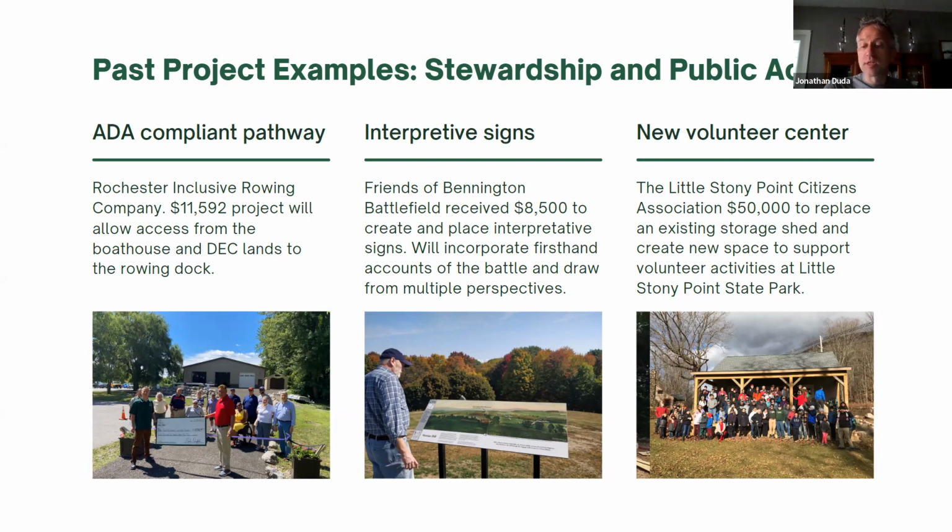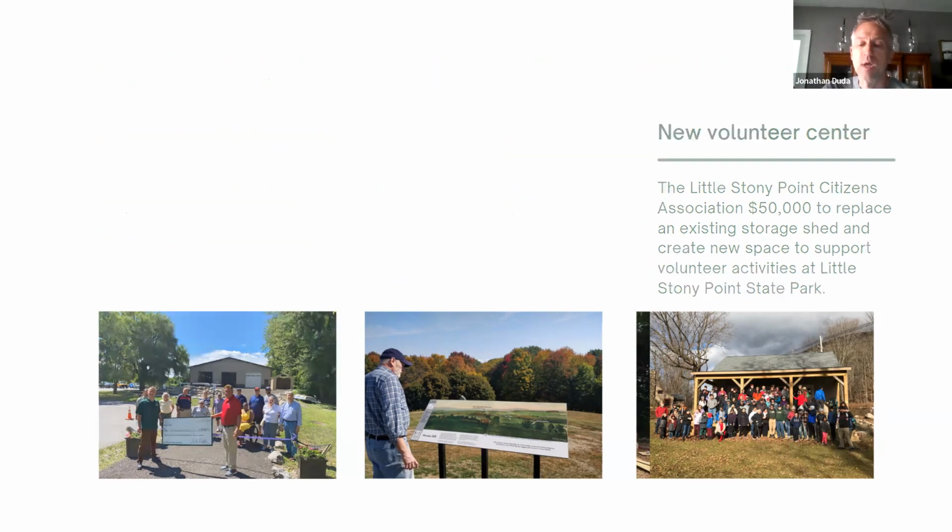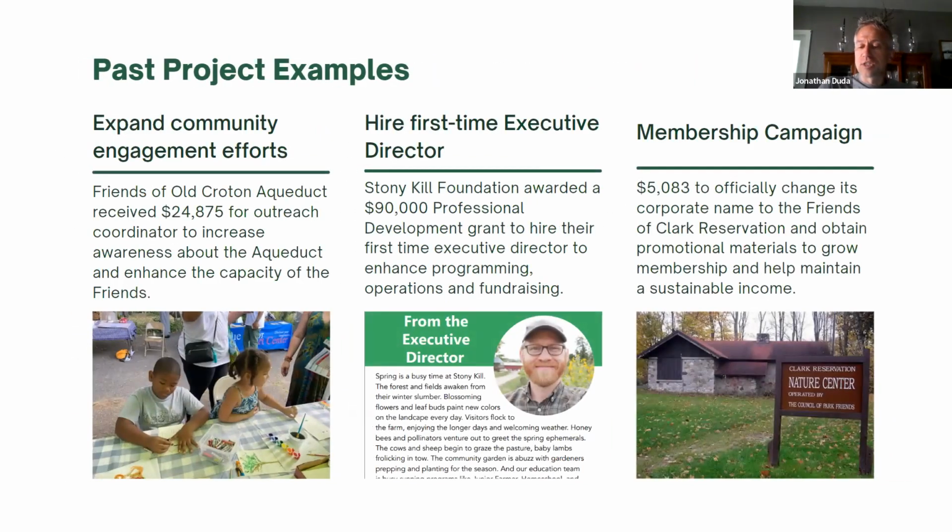And then also the Little Stony Point Citizens Association, which is just south of Beacon, New York, was awarded $50,000 to replace an existing storage shed and create new space in order to support volunteer activities at Little Stony Point State Park. The accessory structure provides space for meetings and event planning, as well as support equipment, materials, and volunteer amenities, plus a covered porch for hikers. I've been seeing a lot of photos that they've been submitting. That covered porch has been used as a stage for events occurring throughout the year. So it's a wonderful project that was recently funded. Those were under the stewardship category.